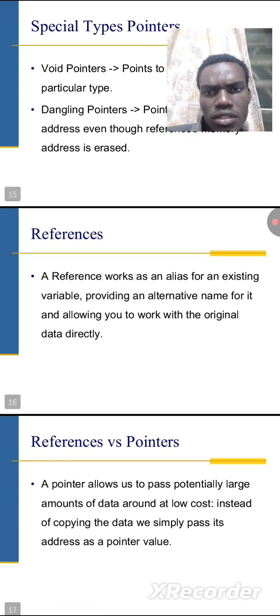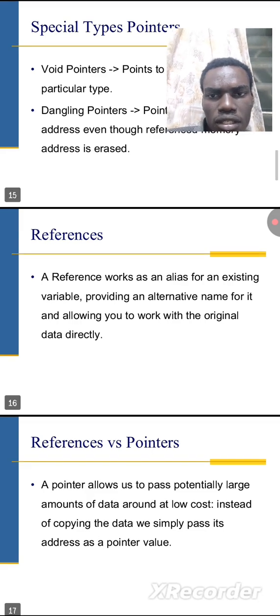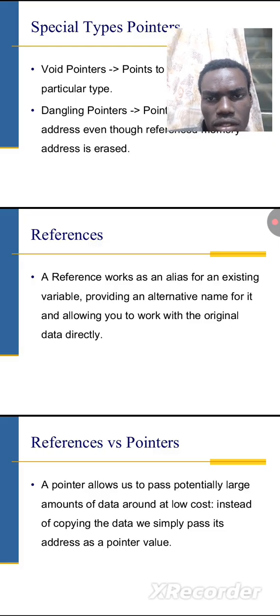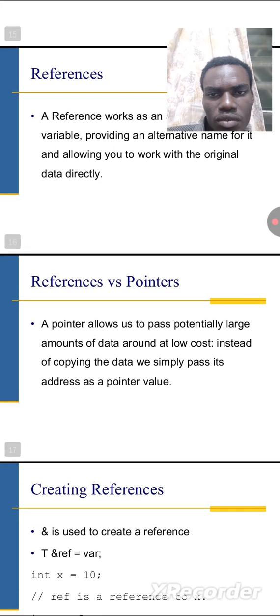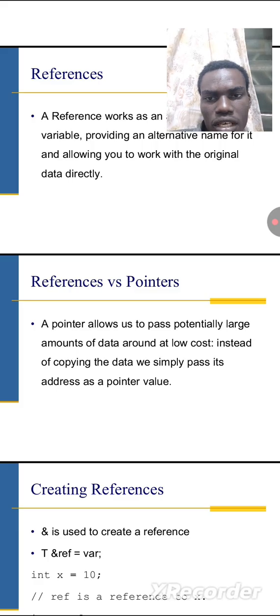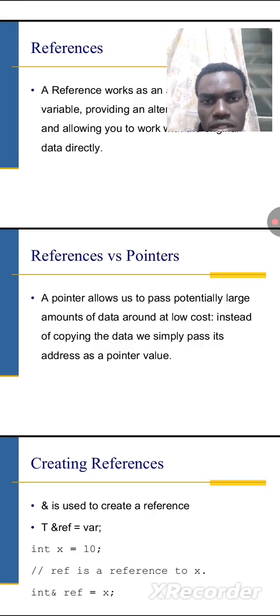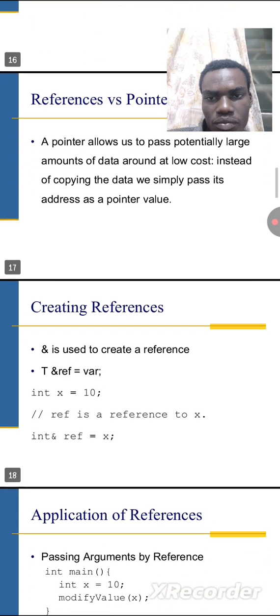Let's look at references. A reference works as an alias for an existing variable, providing an alternative name for it and allowing you to work with the original data directly. References versus pointers: a pointer allows us to pass potentially large amounts of data around at low cost. Instead of copying the data, we simply pass its address as a pointer value.